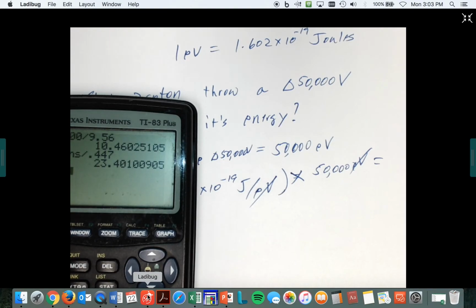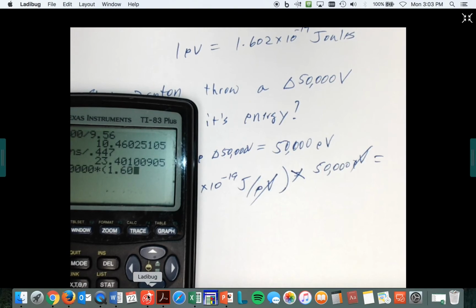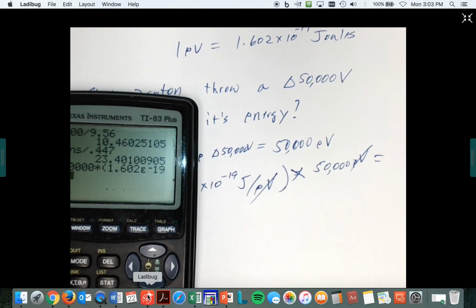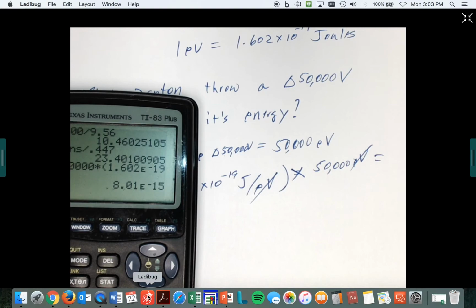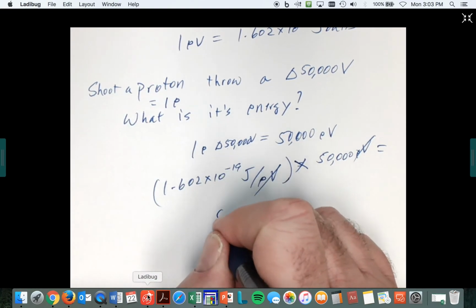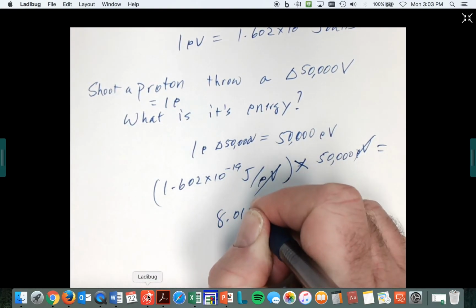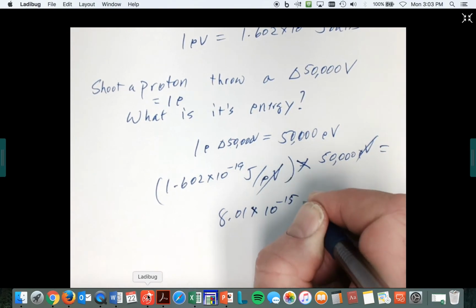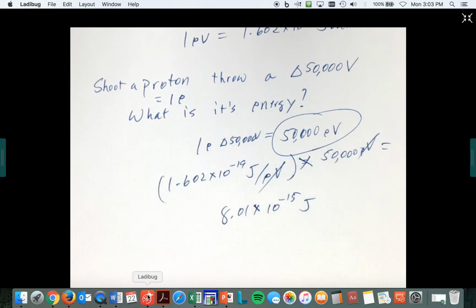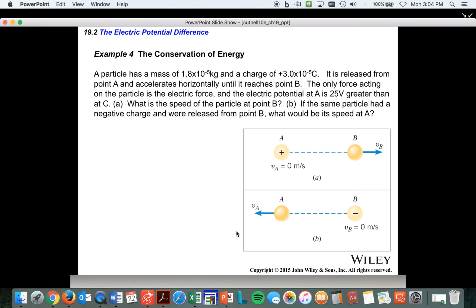So you've got 50,000 times 1.602 e to the negative 19. Boom. 8.01 times 10 to the negative 15 joules. It's much easier using that figure. That's why we use electron volts. Okay? All right, so now let's do this. And then we'll stop. If we do this much, then we can stop, okay?